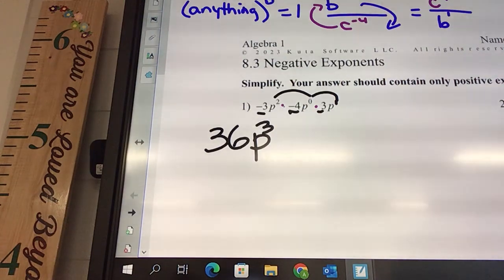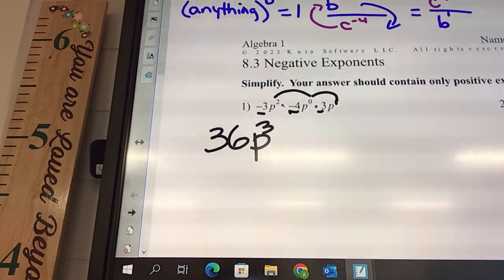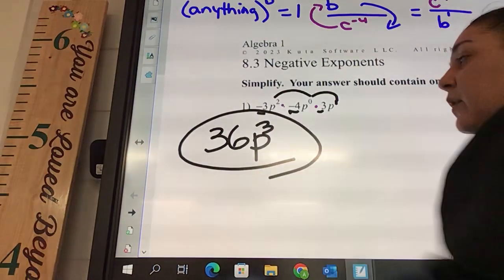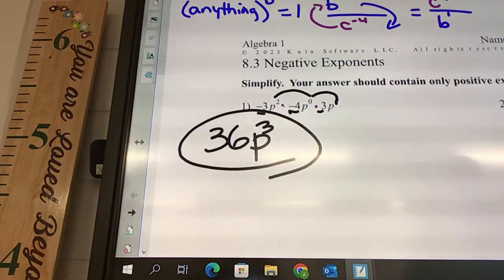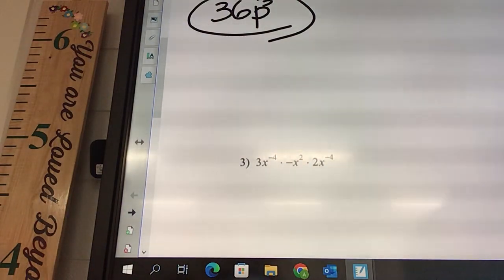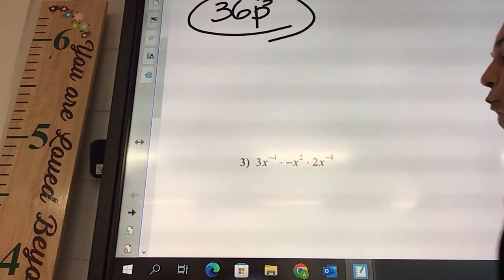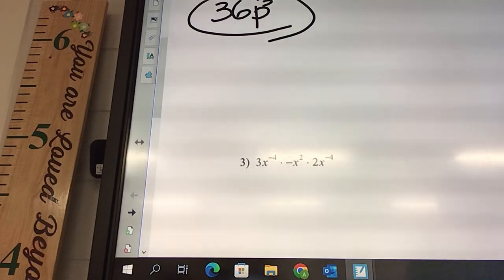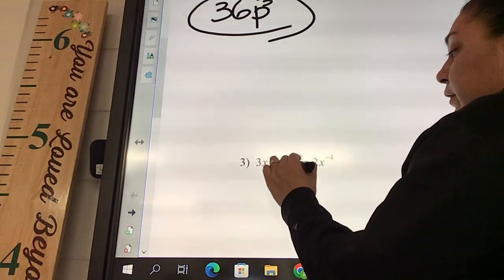And then lastly, are there any negatives? No, so this one is done. You need to check every single time. If you have negatives, then you need to move them. All right, look at number 3. First of all, I can put a 1 in front of this x.